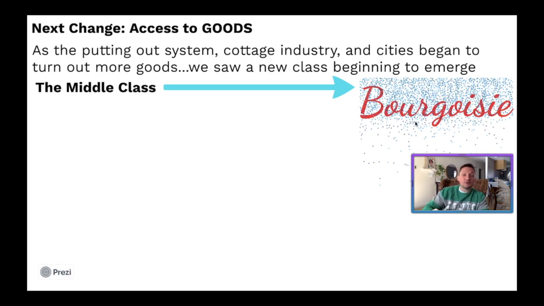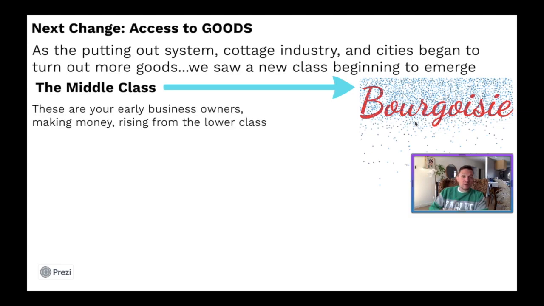Now, the thing that we need to understand every single time we refer to anyone called the bourgeois, we are talking about merchants, bankers, business owners, and people that are making money off this early putting out system and this early proto-factory system, right? Now, these are your early business owners. These are the ones making money rising up from the lower class, because before all of this, before the rise in the middle class, you had your lower class, which is mostly your participants in actual rural agrarian crop growing and agricultural systems and things like that.